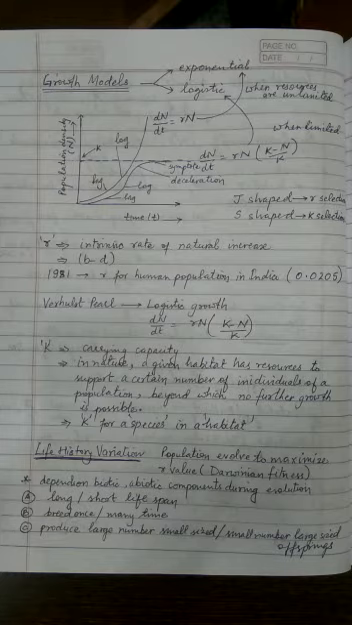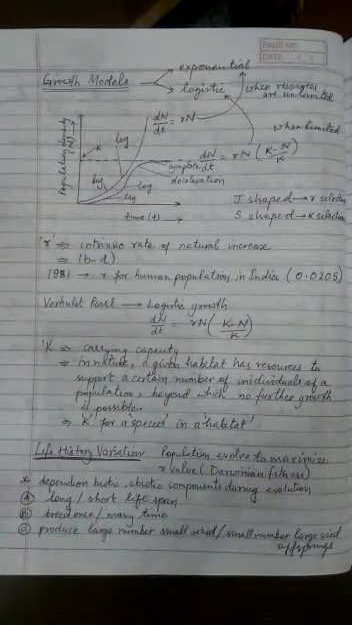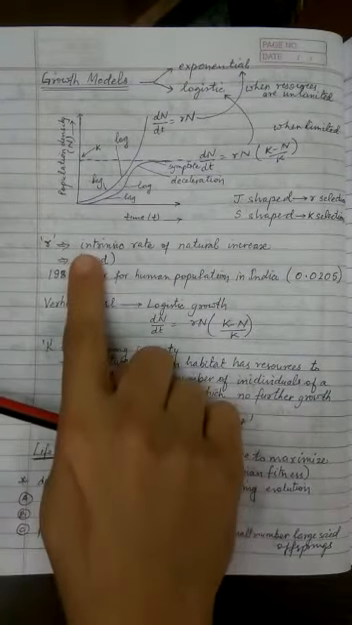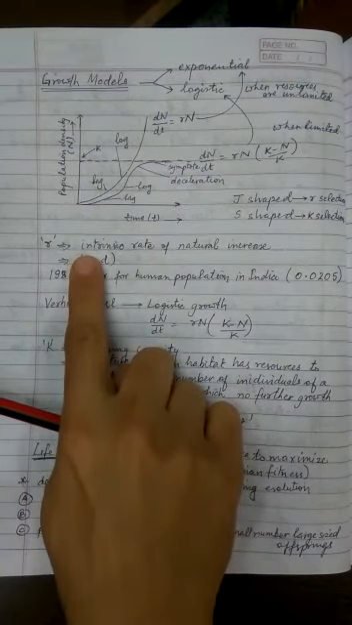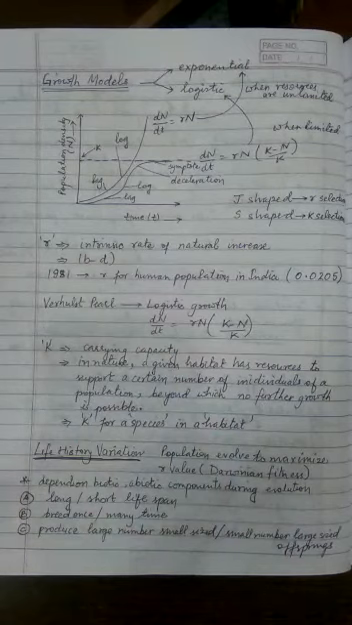We learned that dN by dt is equal to rN, and this r is basically the birth rate minus the death rate, and this is the intrinsic rate of natural increase. So a population is supposed to grow with this rate if there are unlimited resources available.